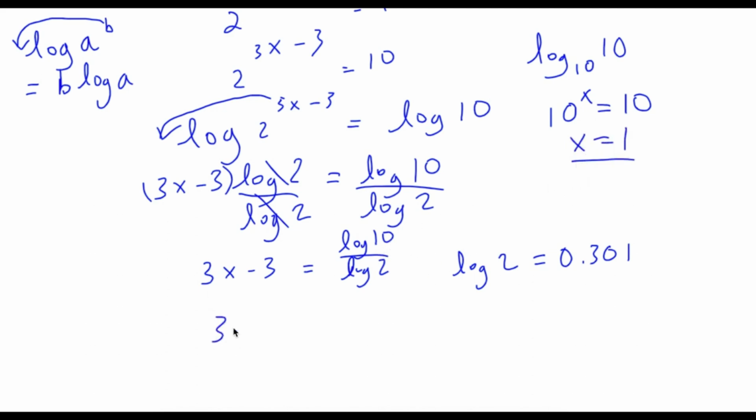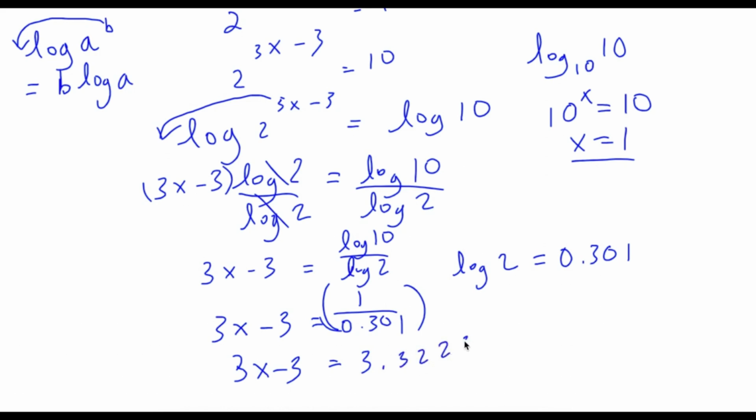So now we have 3x minus 3 is equal to 1 over log 2, that is equal to 0.301. So we have 1 over 0.301, sorry. So 3x minus 3 is equal to 1 over 0.301. Now, 1 over 0.301 is approximately equal to 3.3223.